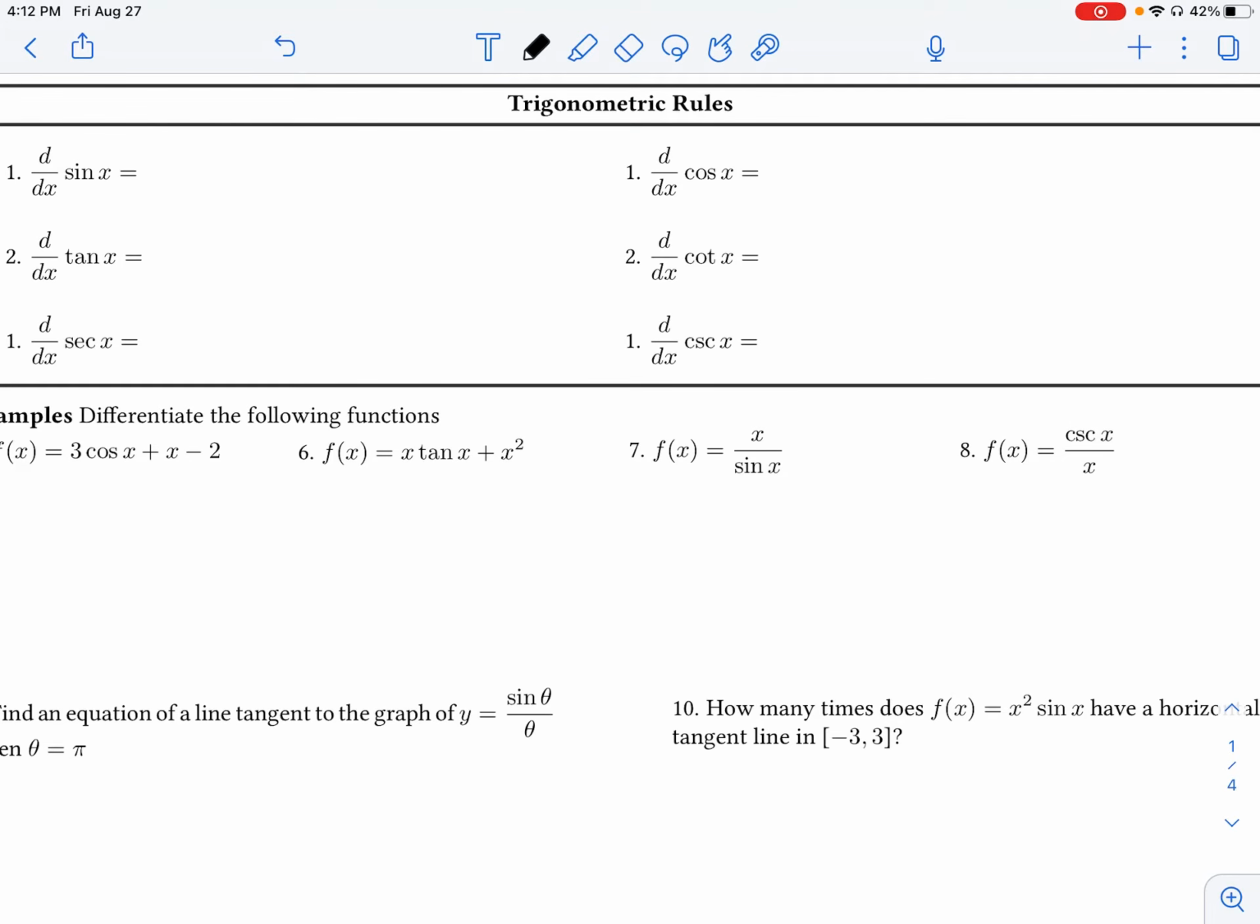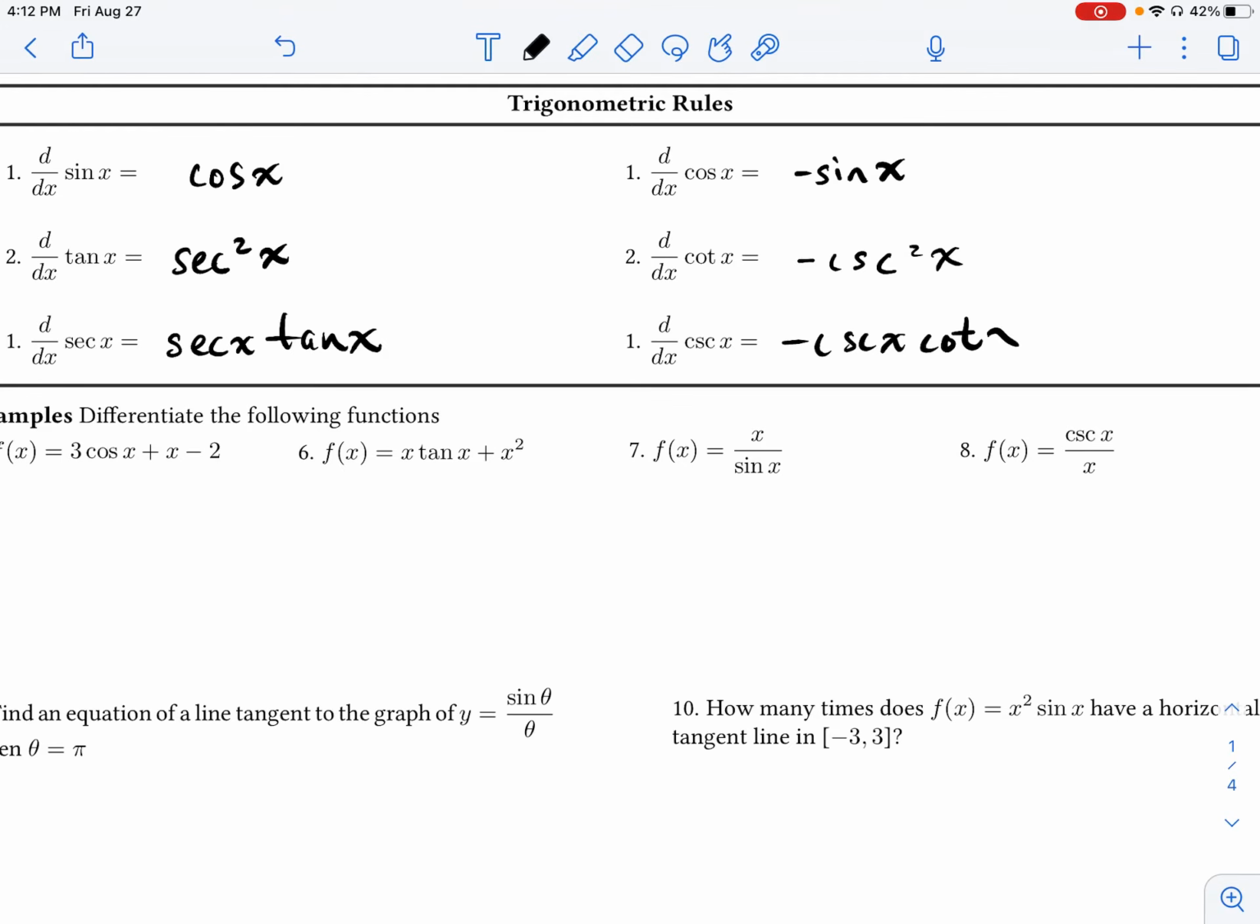Just know that the derivative of sine x is cosine x. Derivative of cosine x is negative sine x. The derivative of tangent x is secant squared x, or secant x, all that function squared. And we have negative cosecant squared x for cotangent. The derivative of secant x is secant x times tangent x, and the derivative of cosecant x is negative cosecant x cotangent x.